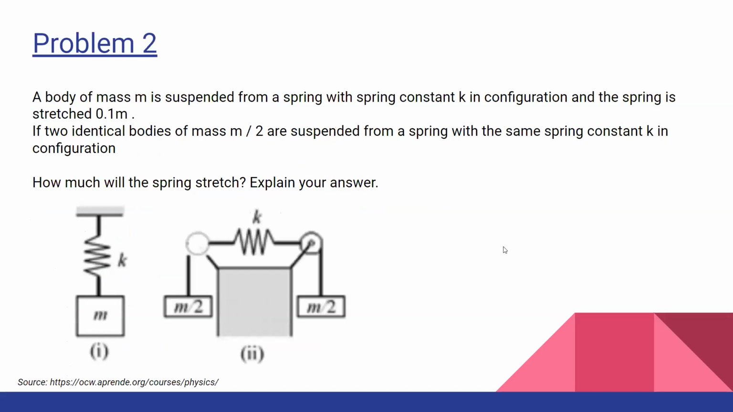Our second problem is as follows. A body of mass m is suspended from a spring with spring constant k. In this configuration, you can see in part 1, the spring is stretched 0.1 meters. Now two identical bodies of mass m over 2 are suspended from a spring with the same spring constant k, but in a different configuration, denoted with the second figure. They're asking how much the springs will stretch.